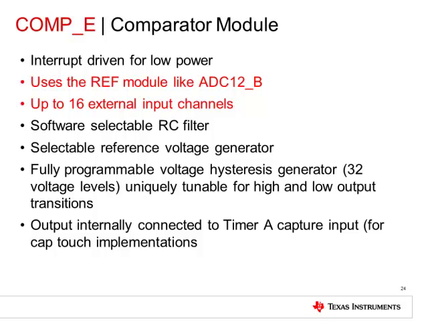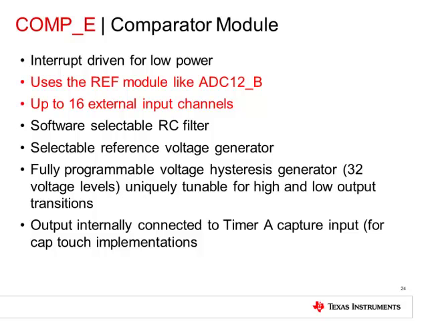Comparator_E is an analog voltage comparator that can support up to 16 independent channels. The Comparator_E module supports precision slope analog to digital conversions, supply voltage supervision, and monitoring of external analog signals. In capacitive touch applications, the programmable voltage hysteresis generator in the comparator is very useful.